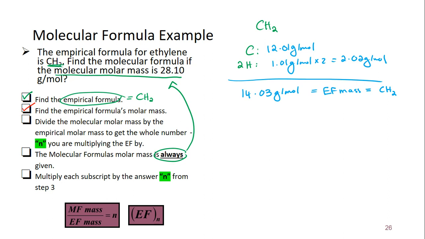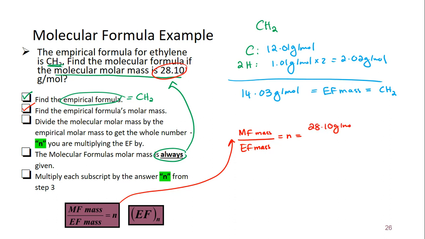N is what you are multiplying the EF by, so we're looking for N. The molecular formula's molar mass is always given. It's right there. So I'm going to set this up right now. MF mass over EF mass is equal to N.